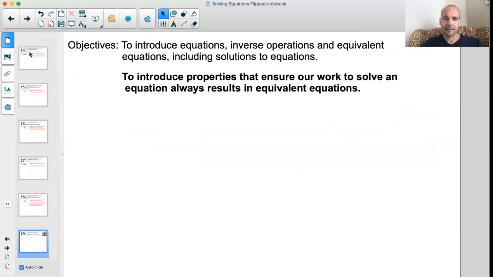The last objective for this video is going to be to introduce properties that ensure our work to solve an equation always results in equivalent equations. Everything in math is supposed to make sense to you. Everything is supposed to have a reason behind it. If something is done, you can say, I know that what I just wrote down was true because of some very pure, simple property. So here's a few equations we're going to look at together.